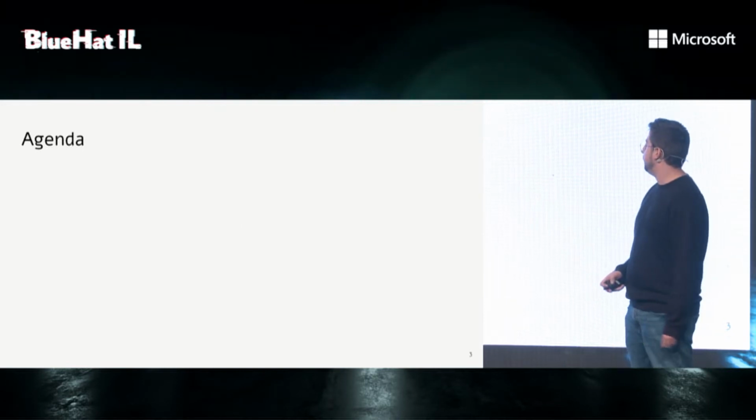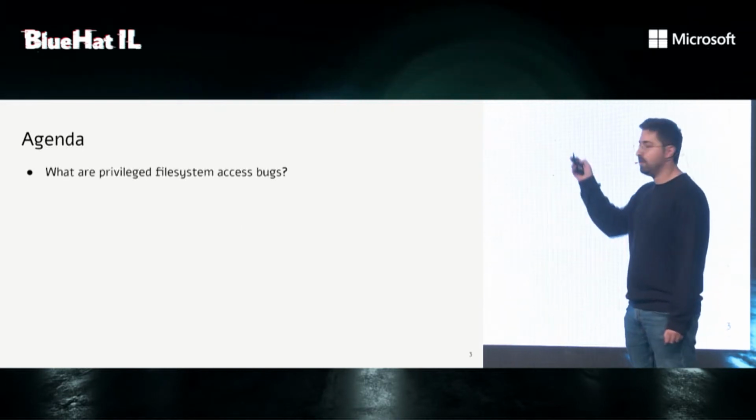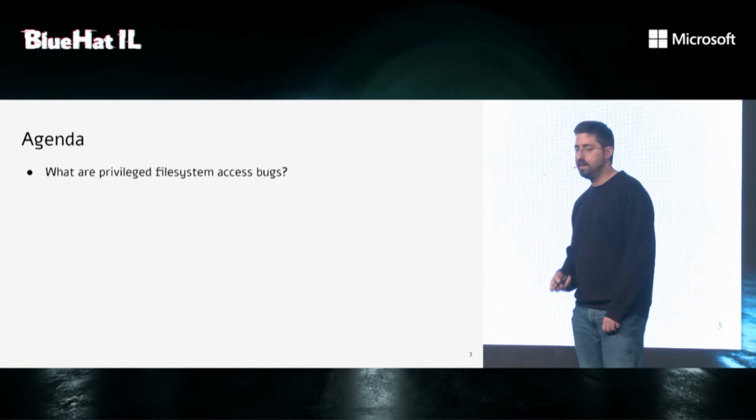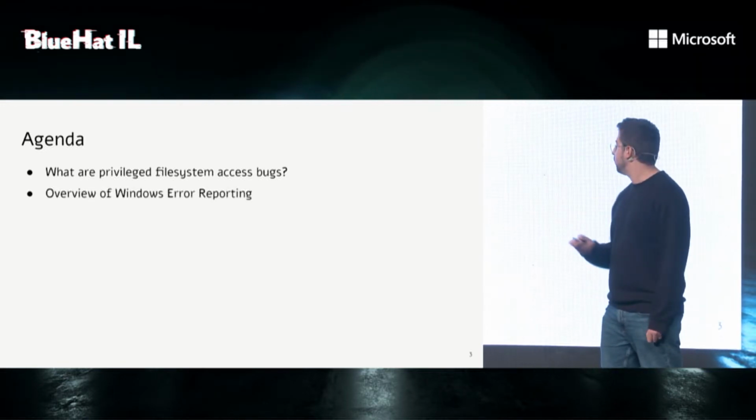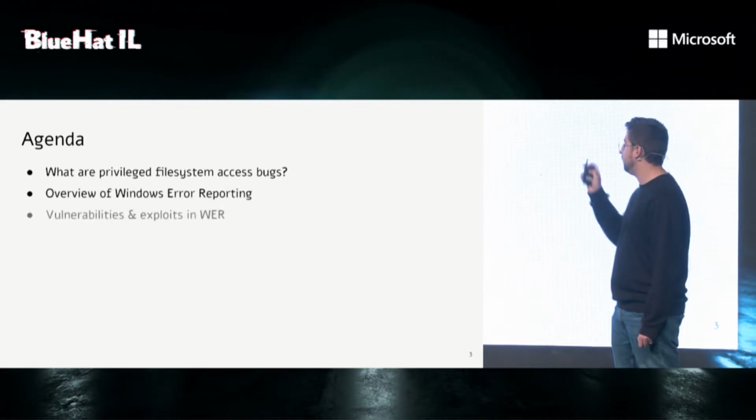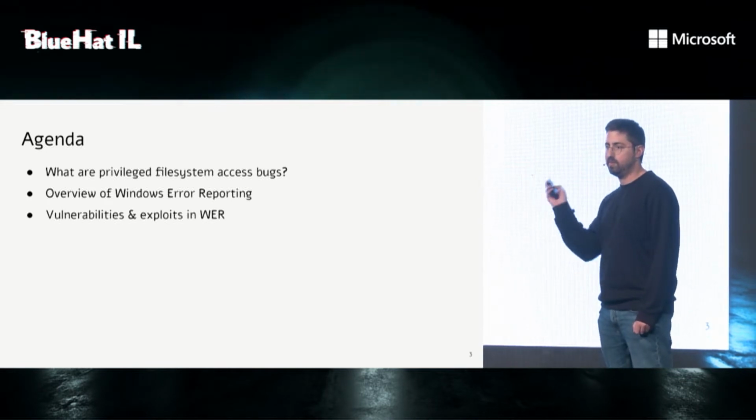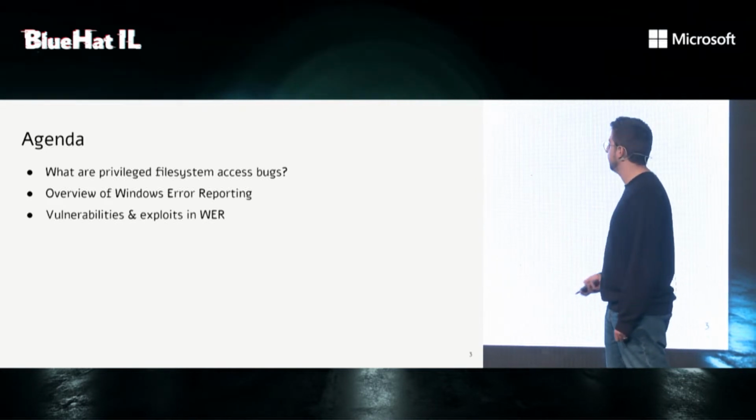Now today, first, we'll start by explaining what are privileged file system access bugs. Then I'll give an overview of the Windows error reporting architecture. And finally, I'll show some vulnerabilities I discovered in Windows error reporting and how I exploited them.